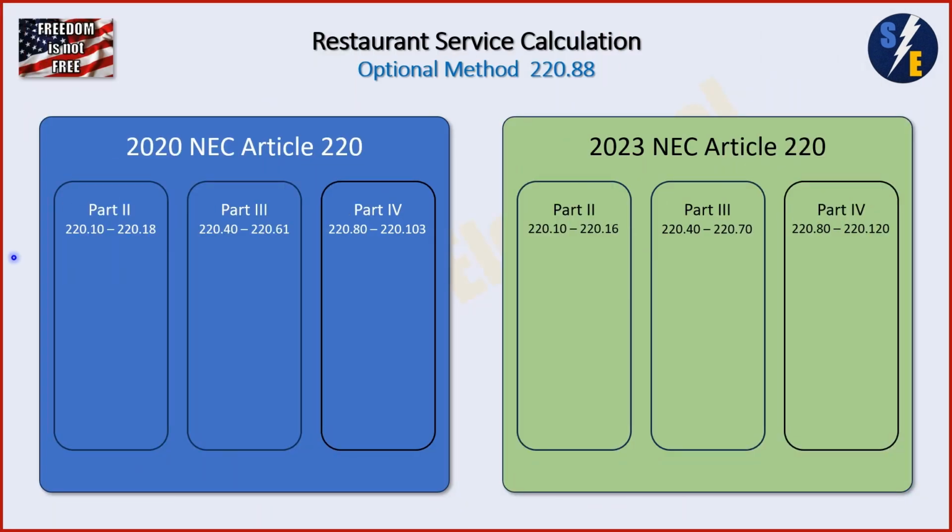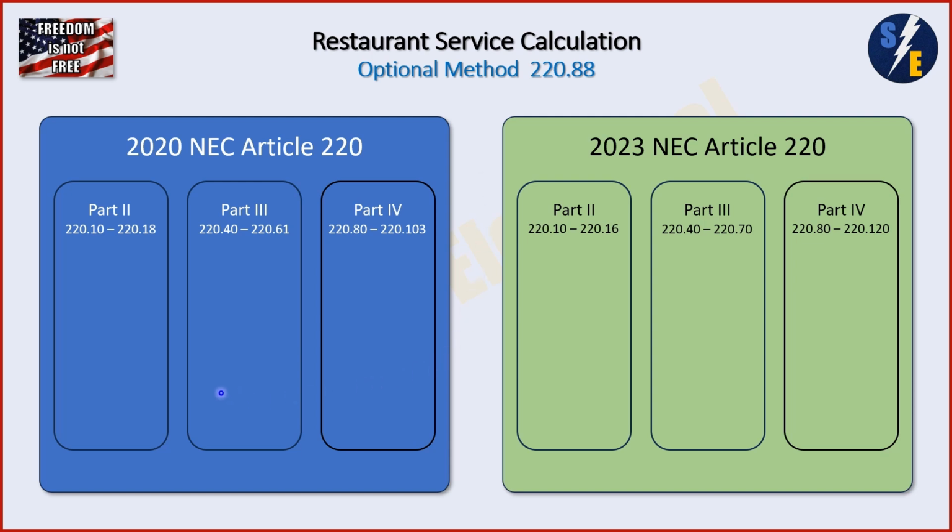Okay, before we get started into the calculation, I wanted to talk to you a little bit about a change that they made in 2023 to Article 220. We're going to take a look specifically at the parts that we're dealing with here, which is Parts 2, 3, and 4. Now, this is an optional method, so our current calculation with the restaurant is found in Part 4, the optional method. And as we'll see in a moment, 220.88 gives us instructions on how to apply Part 4. But first, let's talk about what the changes are.